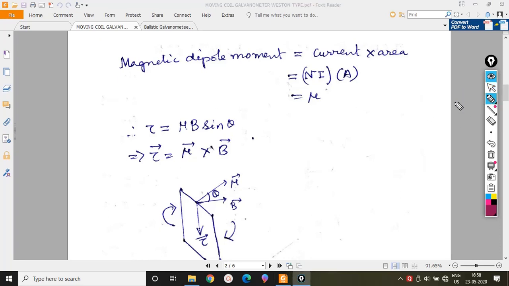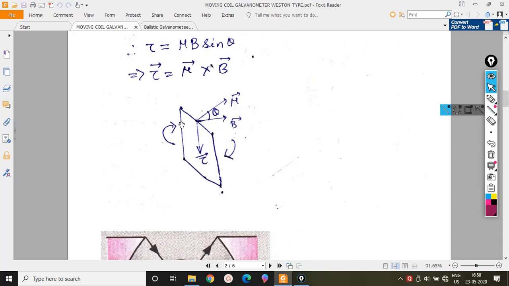How can I write tau equals mu cross B? So here the magnetic dipole moment, its direction also comes into picture. What is the direction of magnetic dipole moment? Direction of magnetic dipole moment is always perpendicular to the loop which you consider. For example, when you consider this loop, in this loop my direction of current was like this, this, this, and this. So here the direction was like this way.